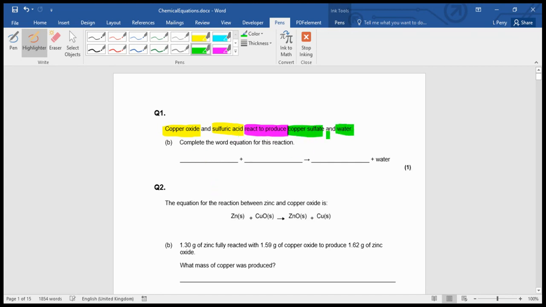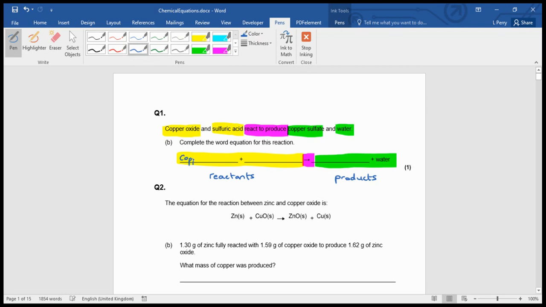Now, I've read that question and highlighted it in 3 different colours because the yellow part shows what I'm given, which needs to go at the start of the chemical equation. React to produce is shown by an arrow, and then the product, what's made, are shown on the right. So using the correct chemical terms, I've got reactants and products. So all I've got to do is copy those terms onto the lines.